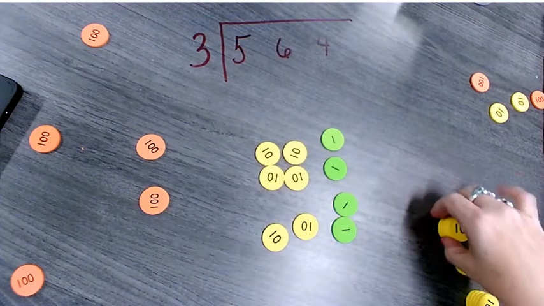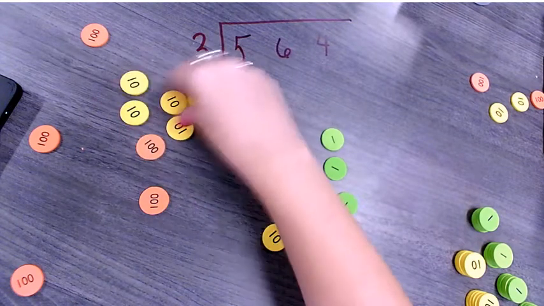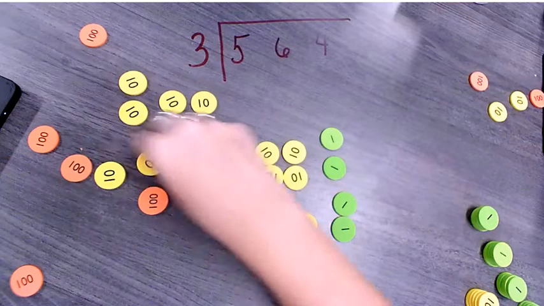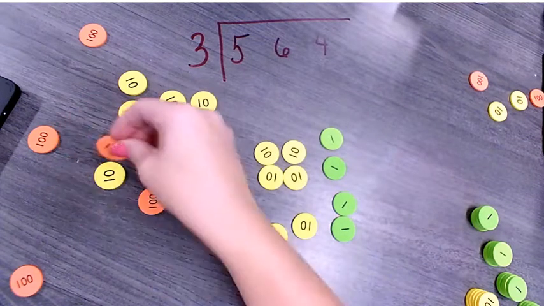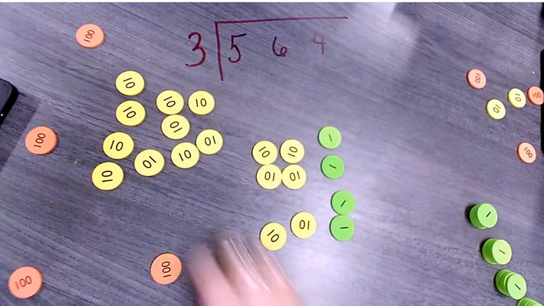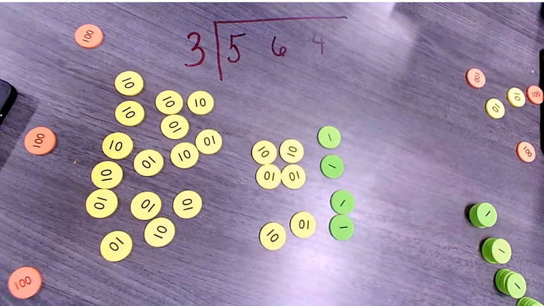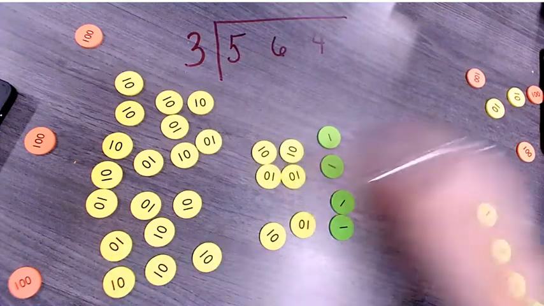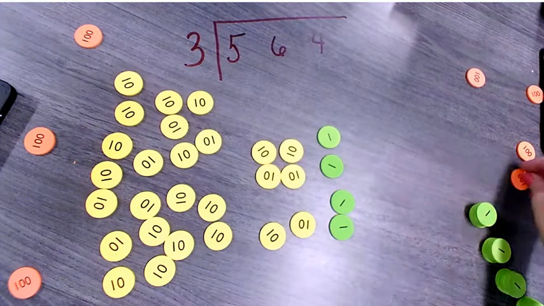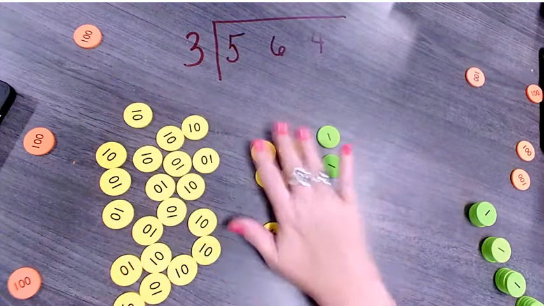So here is 5, 10. That exchanges for that one. And then 5, 10, which exchanges for this one. Okay, so now I'm sitting here with 26.